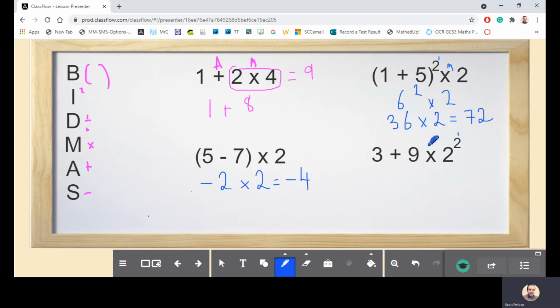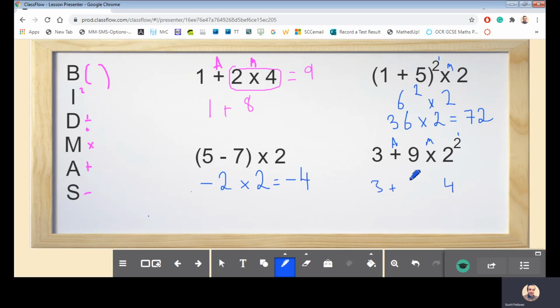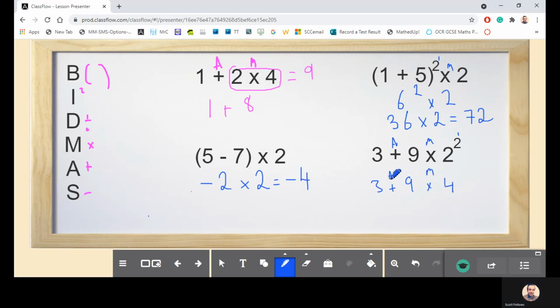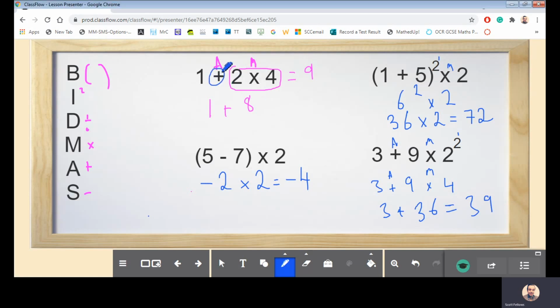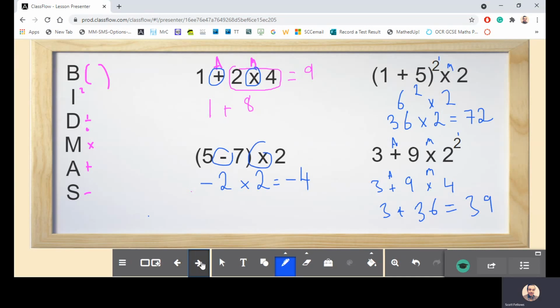Last one, we've got an I, we've got an M, and we've got an A. So we do the I first, 2 squared, 2 times 2, which is 4. So that leaves us with 3 plus 9 times 4. We've got an M and an A. So we do the M next, 4 times 9, which is 36. Add the 3, which is going to give us 39. Okay, so remember, order of operations. Whenever you see a question that has more than one symbol in, that's going to be a BIDMAS question. It won't say BIDMAS. You have to know whenever you see a question with more than one symbol, it's going to be a BIDMAS question.